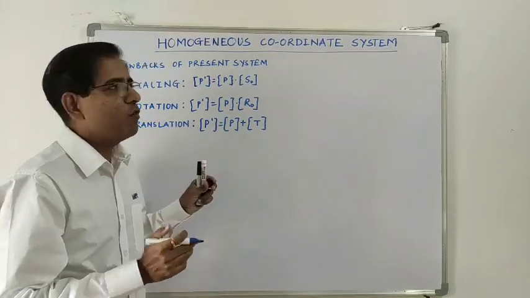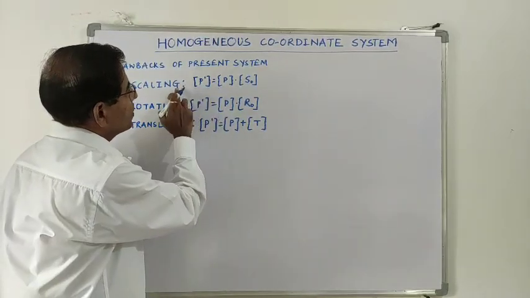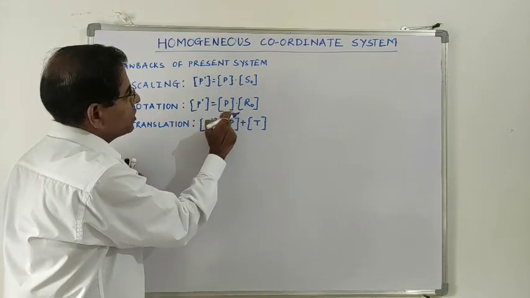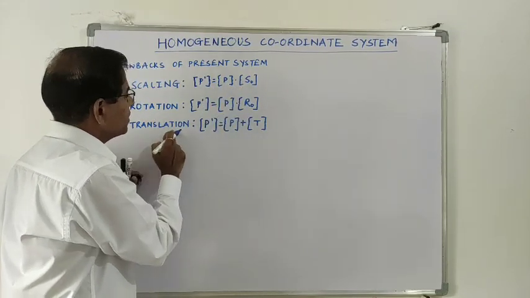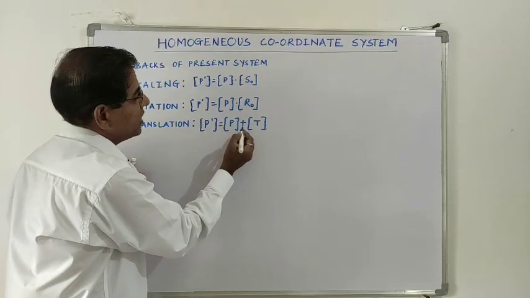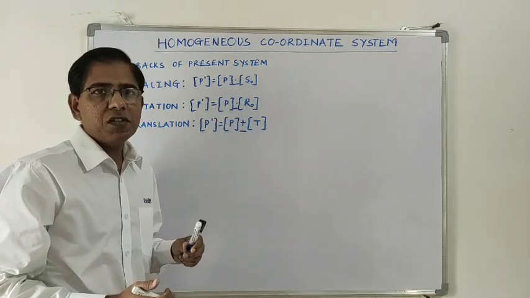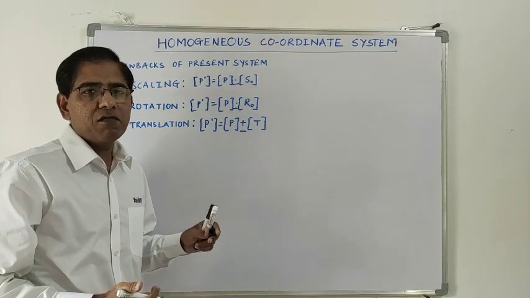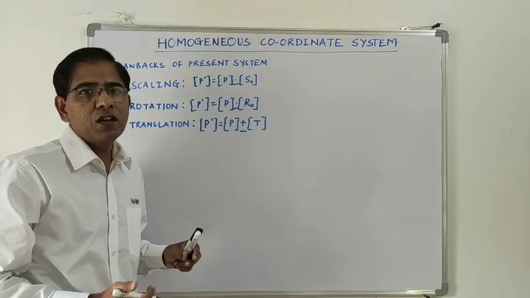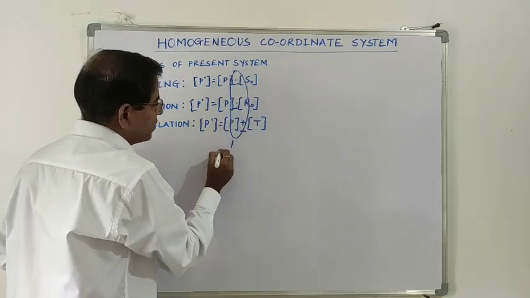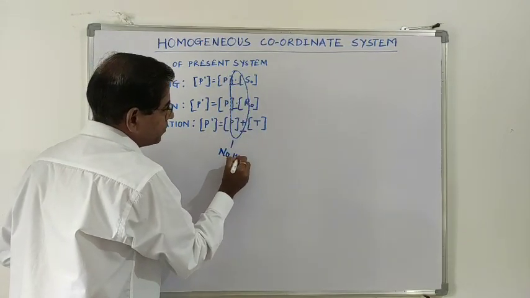So there is no uniformity. For example, scaling is captured by matrix multiplication, rotation is captured by matrix multiplication, whereas translation is captured by matrix addition. So two transformations are captured by matrix multiplication and one is captured by matrix addition. So this is a non-uniformity.